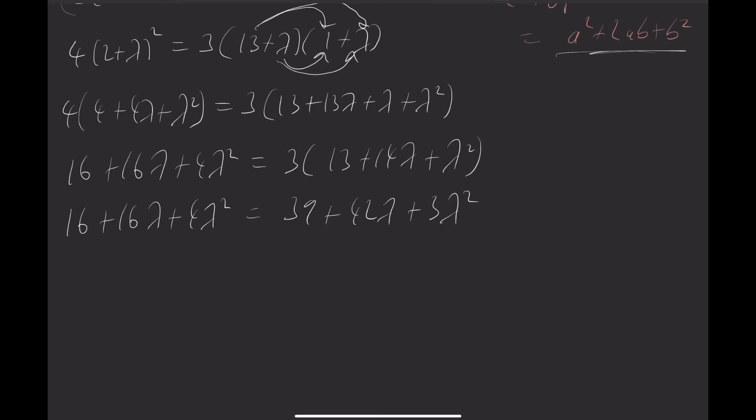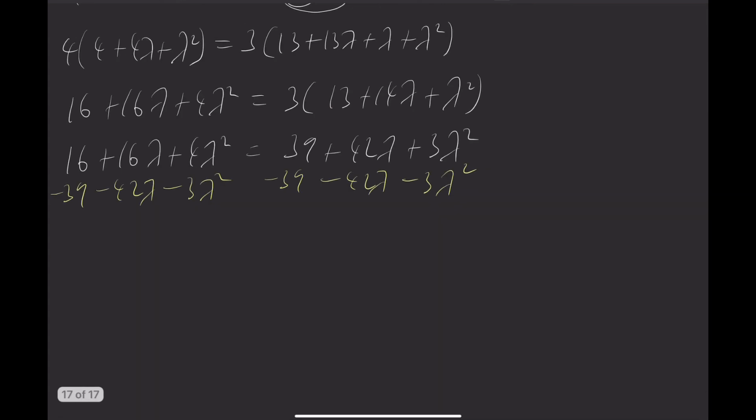Now I'm going to do some sneaky arithmetic. So I'm going to take 3 lambda squared from both sides, take 42 lambda, and take 39. So that's going to give me 16 minus 39 is negative 23. 16 minus 42 is negative 26 lambda, and 4 minus 3 is 1 lambda squared. And that's all going to equal 0.